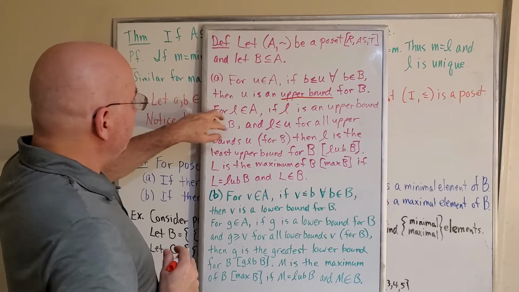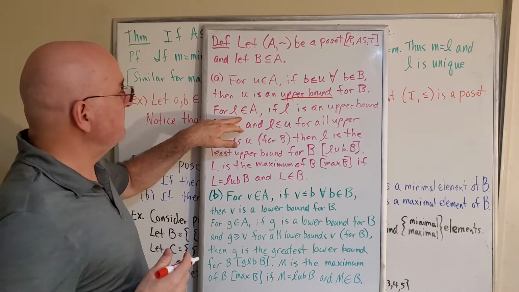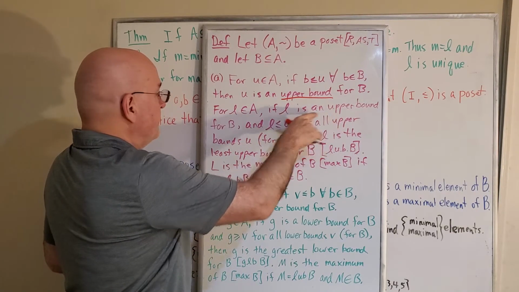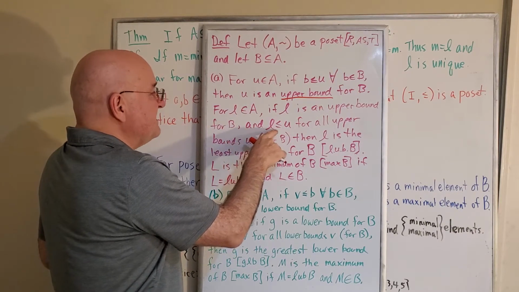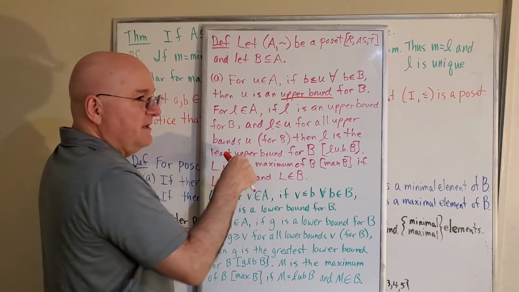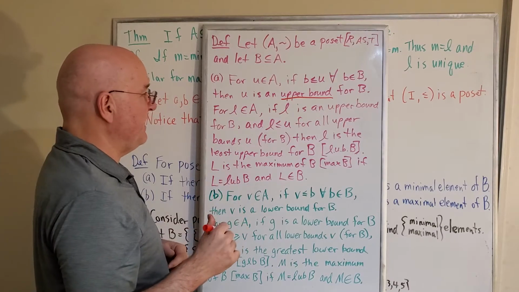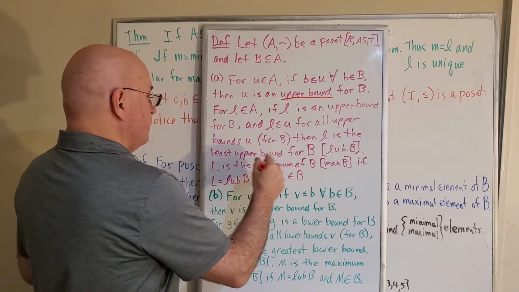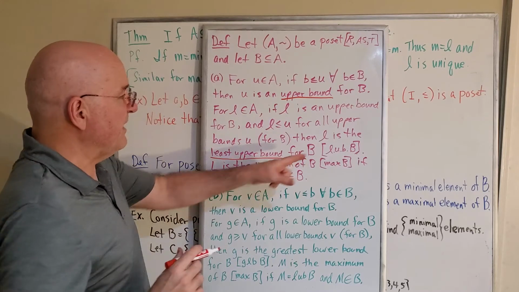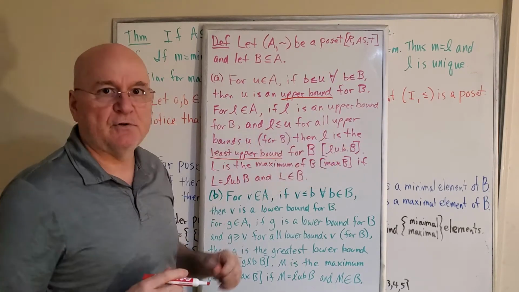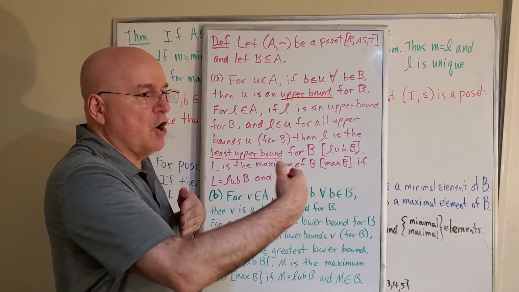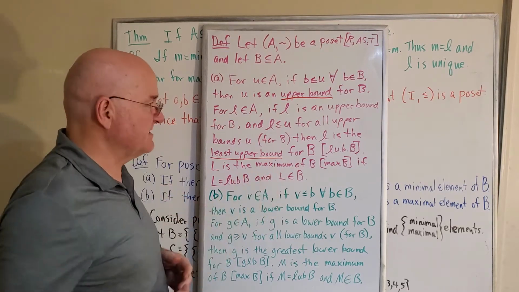If, for some element script L in A, it's an upper bound, which we just defined, for B, and it is less than or equal to U for all other upper bounds U, meaning it's the smallest possible upper bound, then L is the least upper bound for B. And we'll write that LUB of capital B: the least upper bound, the smallest of all of the upper bounds, the smallest one you could possibly get.